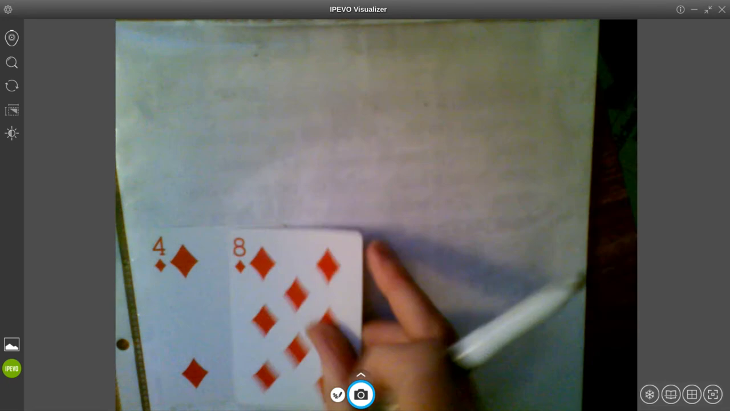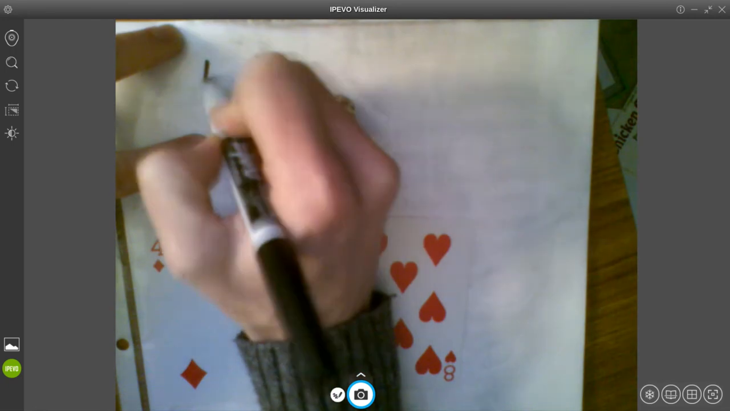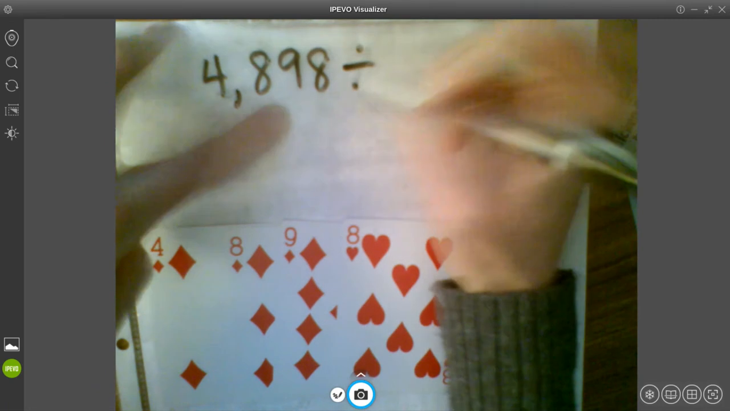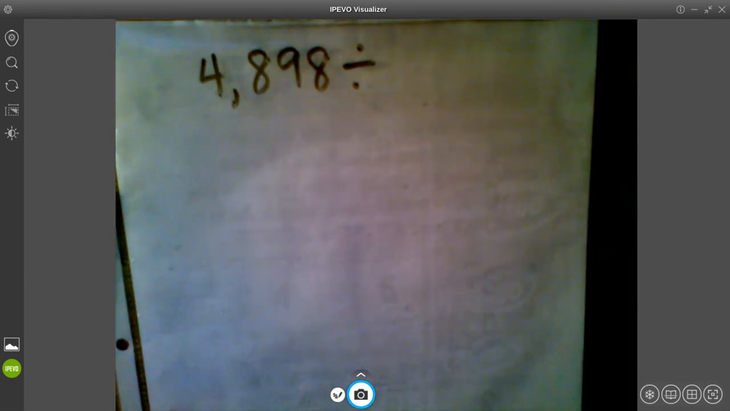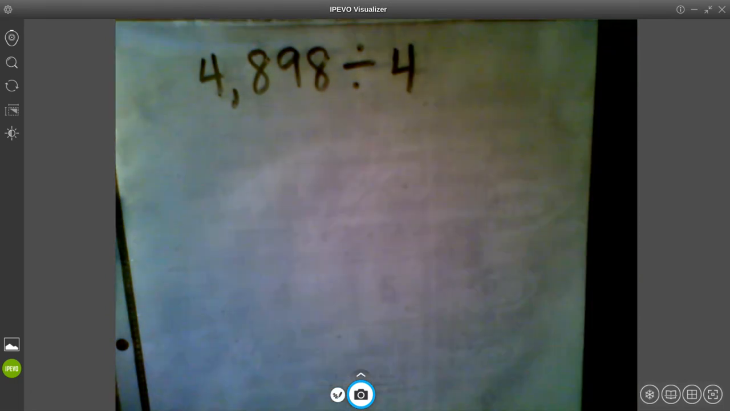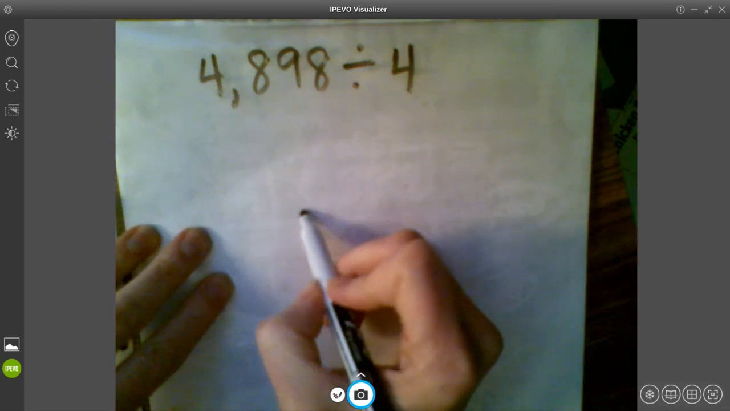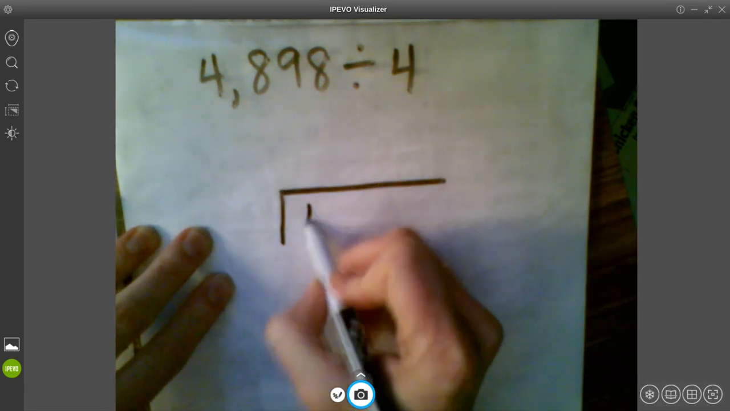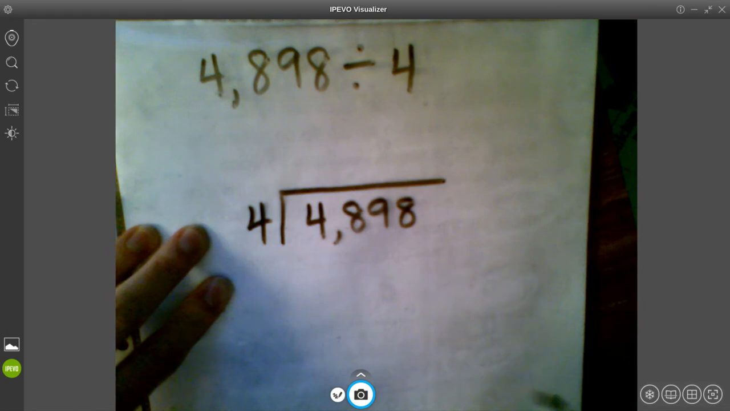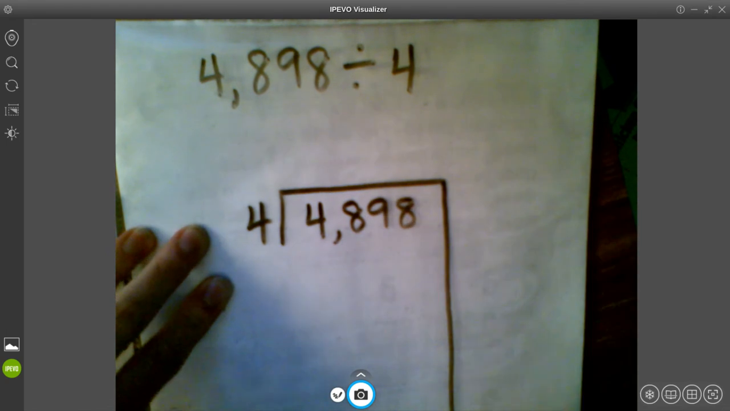Let's start with a 4-digit dividend. 4,898. Okay, there's our 4-digit dividend. And our divisor will be 4. There's our division problem: 4,898 divided by 4. I'm going to use our little division house. We put the dividend inside, and the divisor goes outside. Draw a vertical line to help us keep track of our work.